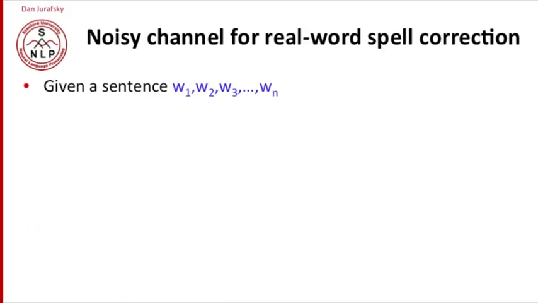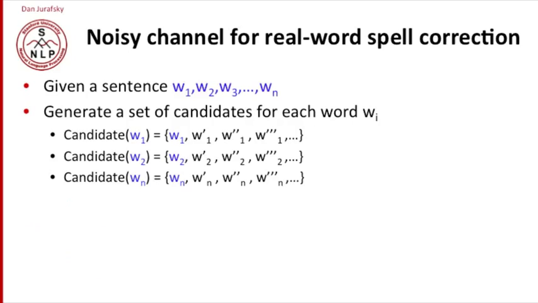Given a sentence with word 1 through word n, we're going to generate a set of candidates for each word. So for word 1, we have the candidates word 1 itself, and then a bunch of variants, the single edit distance neighbors of that word: word 1 prime, word 1 double prime, word 1 triple prime, word 2 prime, word 2 double prime, word 2 triple prime, and so on for each of the words. So we have a whole lot of candidates for each of the words.